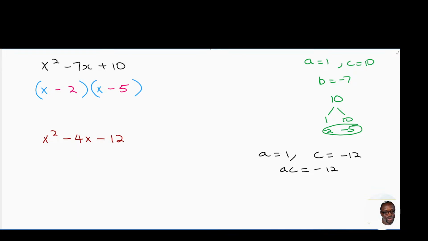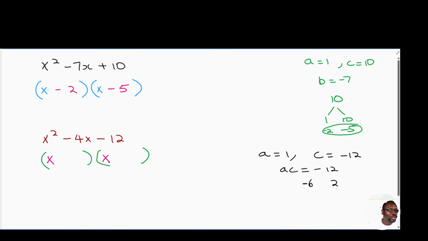If we just look at this, we can see that 6 and 2 somehow give us 4 in one way or the other. But because we have a negative 4, that means that the digit that is larger will have the negative sign. So that is right here, negative 6. So what does that mean to us? We're going to open up our parentheses. And then we have our x right here and our x right here.